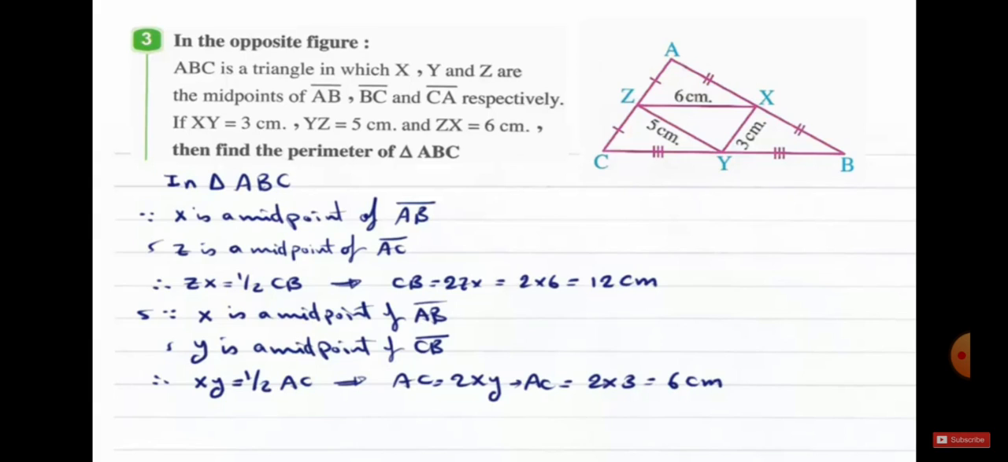Also, X and Z are midpoints of AB and AC. Then we can say XZ is half BC, then BC is double XZ, then BC equals 12 cm. Also, Z and Y are midpoints of AC and BC, then we can say ZY is half AB, then AB is double ZY, then AB equals 10 cm. Then we can say the perimeter of ABC equals 6 plus 12 plus 10.